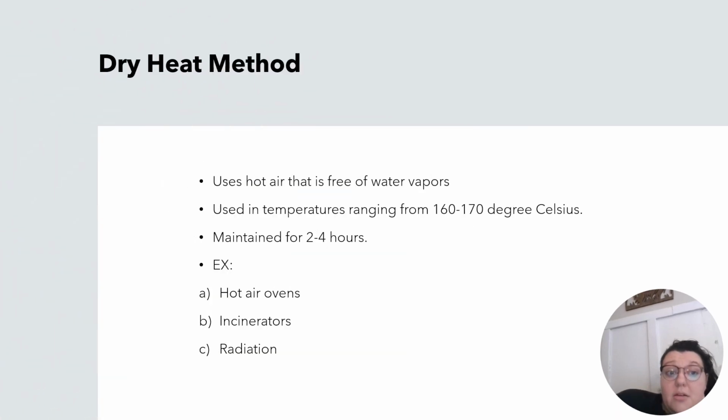And next you have the dry heat method. And this is the method where hot air that is free of water vapors is used. And the temperatures of this range from 160 to 170 degrees Celsius. This is typically maintained for 2 to 4 hours, so a little bit longer than the moist heat method. Some examples of this are the hot air ovens, incinerators, or radiation.